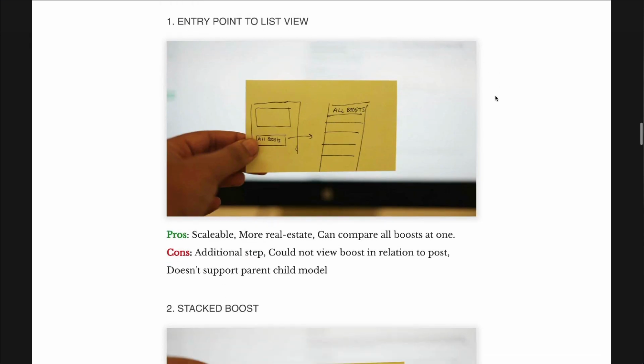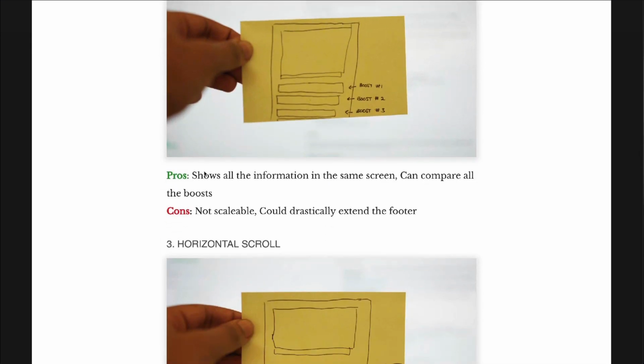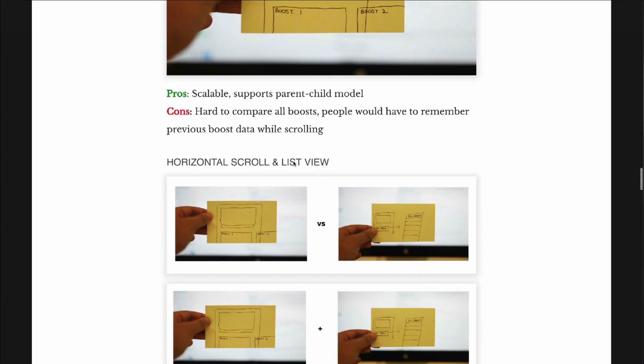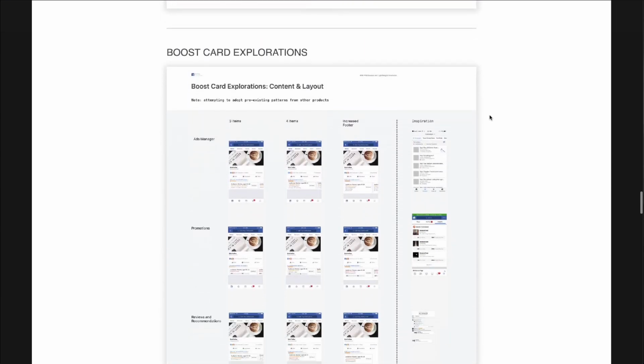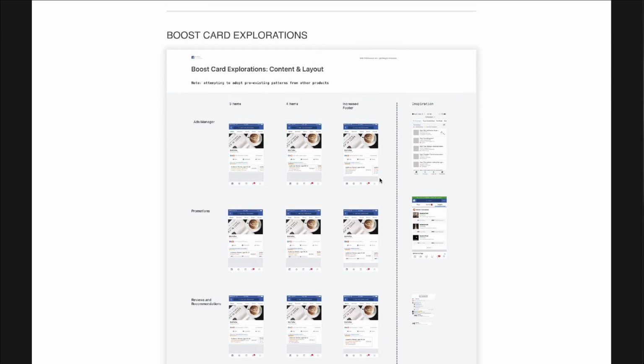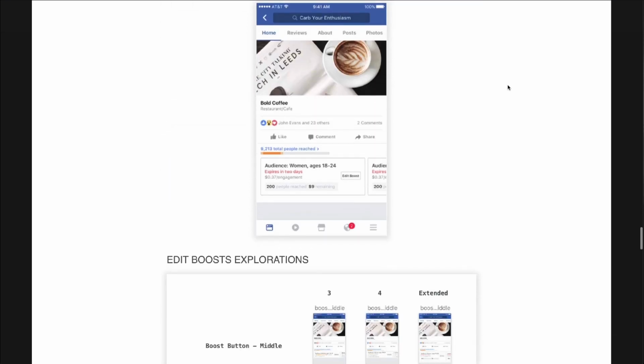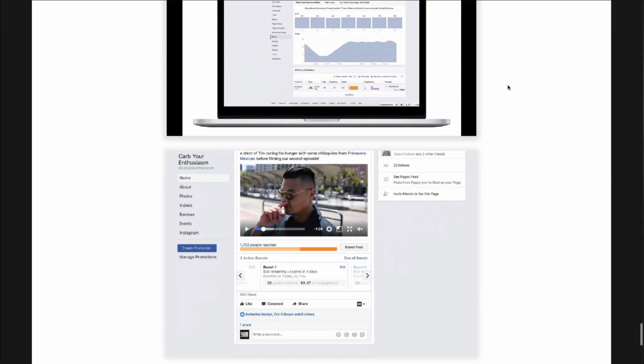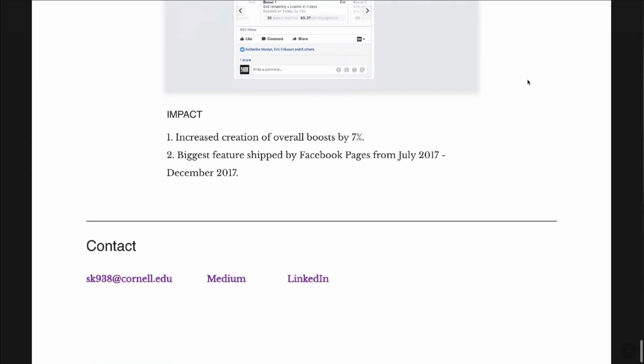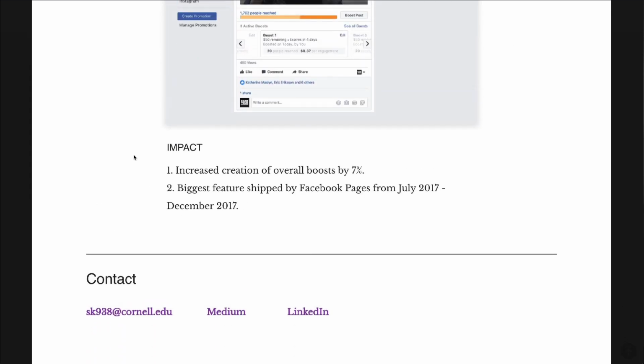Then entry point to list view. All right, we have some pros and cons of different ideas, different concepts, and there's some explorations here. So he's showing both visual design, but especially UX and problem-solving thinking, which is really important. Then edit boost other explorations, upsell boost explorations. So we're seeing a lot of things going on, and at the very end, this is a really good impact.